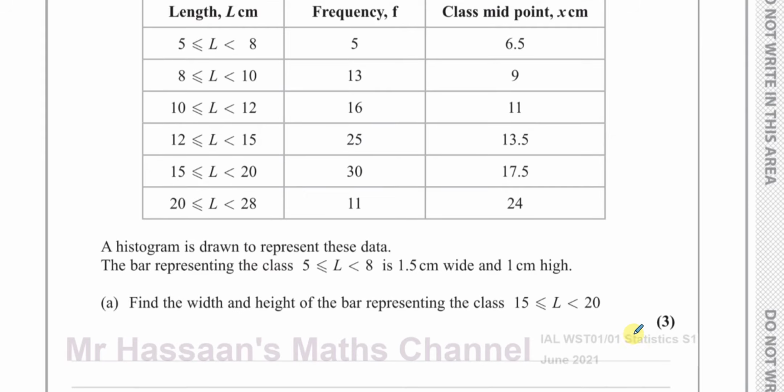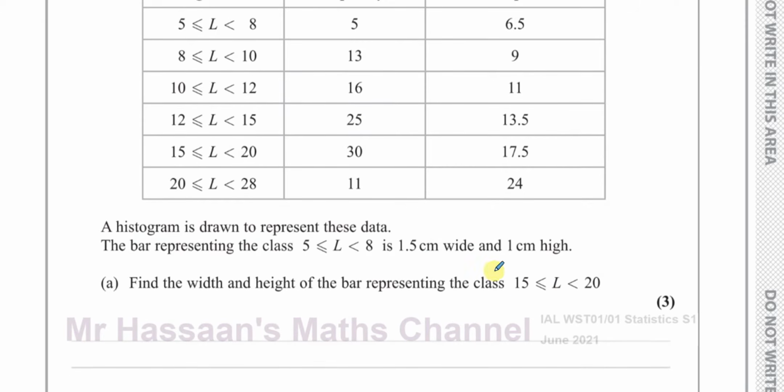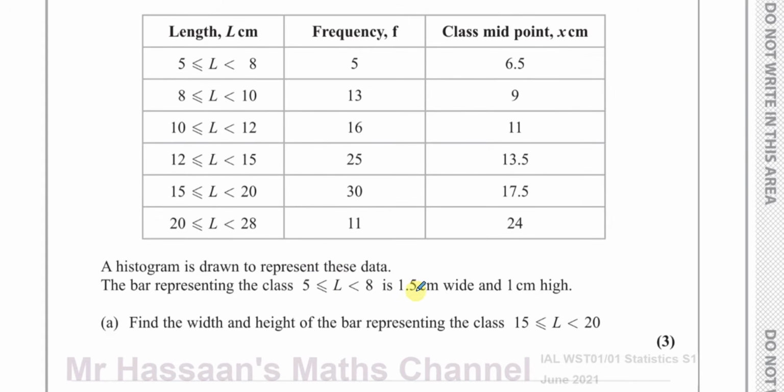Okay, so basically the width of the bars is determined by the interval, like 5 to 8, 8 to 10, 10 to 12, and so on. And the height of the bars is determined not by the frequency, but by the frequency density. And the frequency density is frequency divided by the class width.